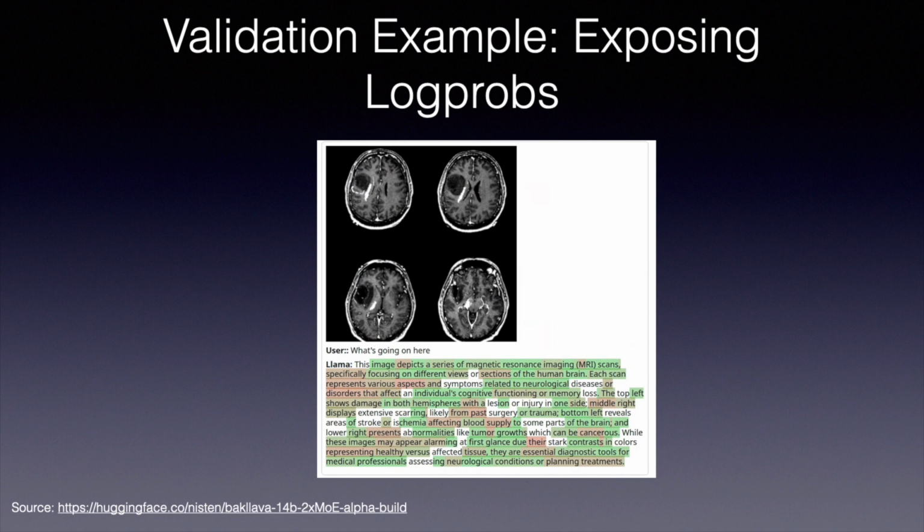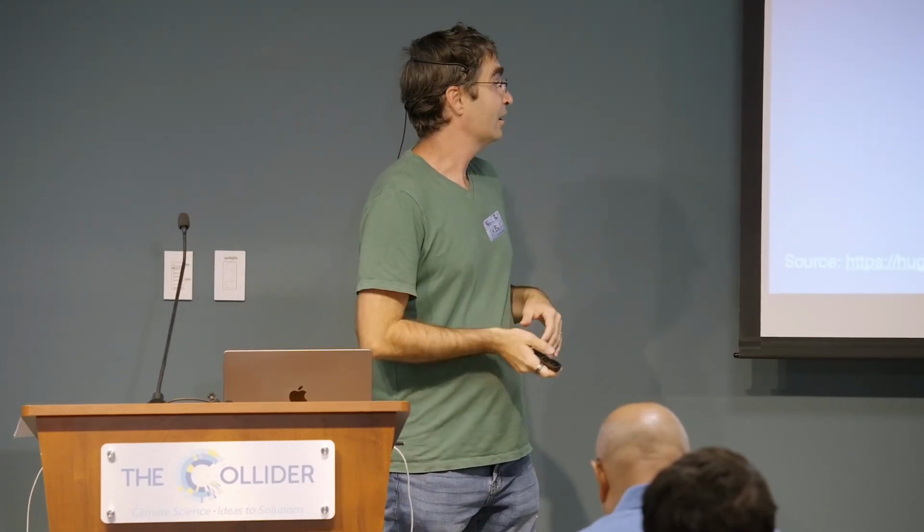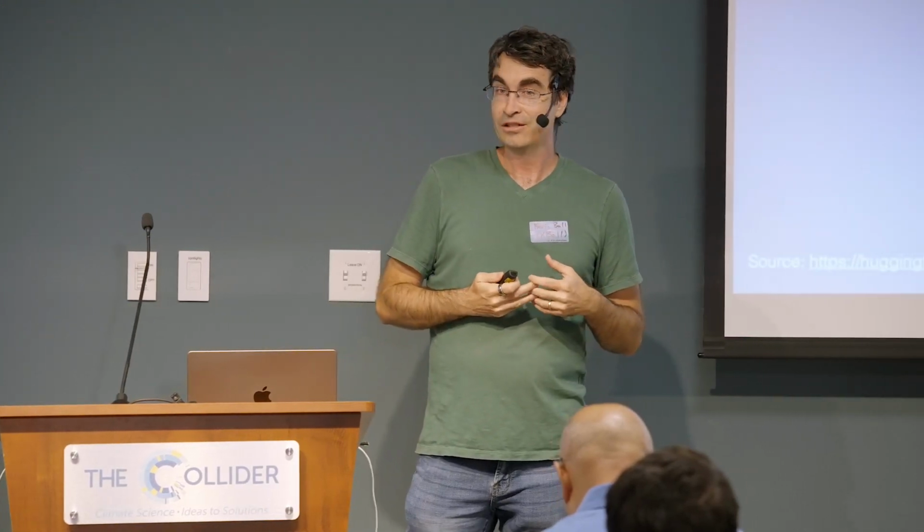One more example of validation that I thought was super cool. I gave this talk at one of those discussion groups, and somebody brought this up. You can actually expose the probabilities generated for each token to the user and say, hey, some of these we're really confident of, and some of these were pretty low confidence. Does this seem right? Do you want to change this? How do you want to do it?